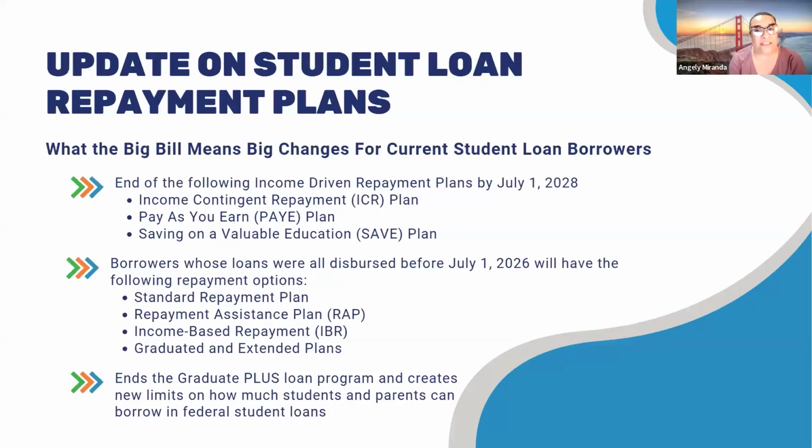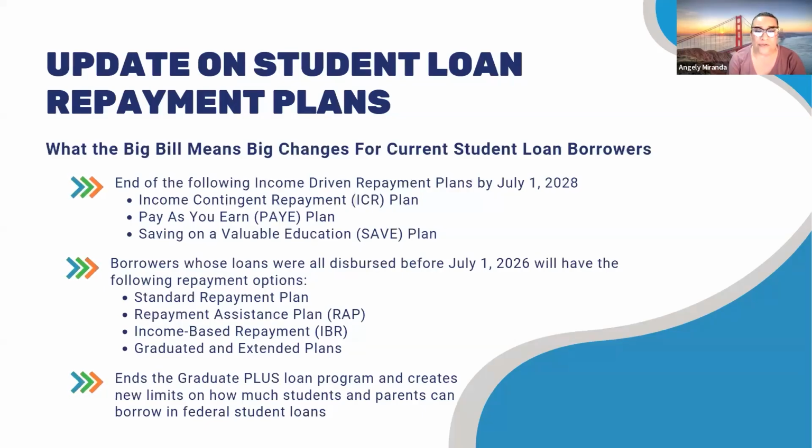So those of you who have recently graduated, right? The income contingent repayment plan, the Pay As You Earn plan, and the Saving on a Valuable Education plan are not going to be available. They are actually going to be sunsetting those soon, I want to say, but they're definitely not going to be available anymore after 2028.